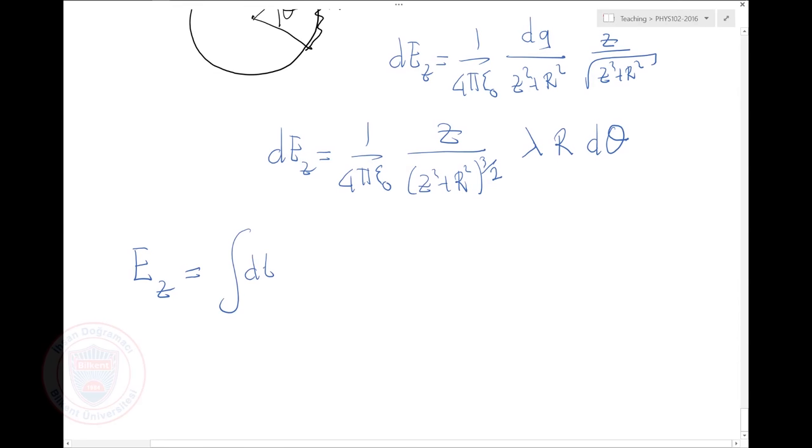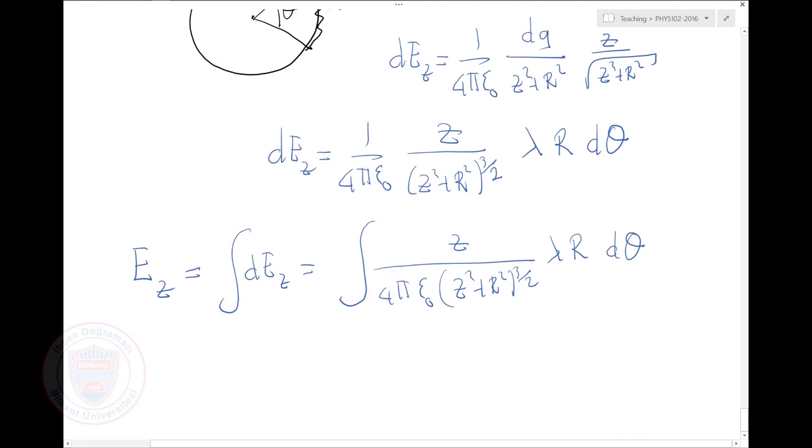So the full electric field, which will be in the z direction, I already know, is going to be the integral of dEz, which is the integral of z over 4 pi epsilon 0 (z square plus r square) to the 3 halves, times lambda times r times d theta. And right now, this integral doesn't mean anything because I need to actually tell you the limits of the integral, right?